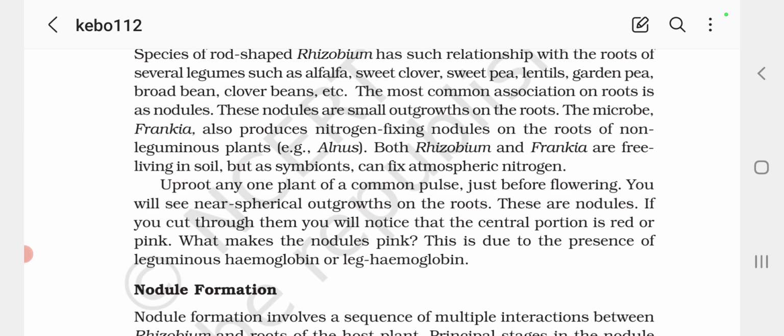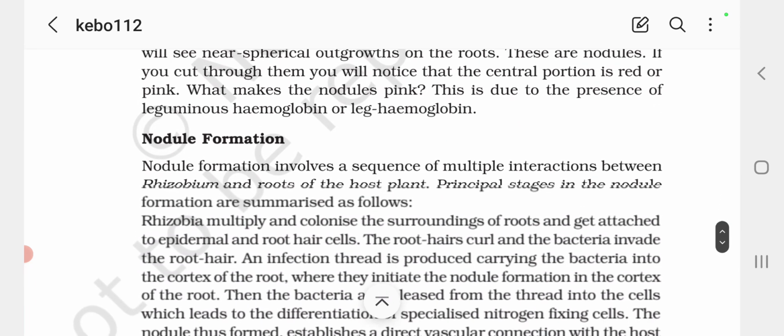Uproot any of the common plants, like a common pulse, just before flowering. You will see near spherical outgrowths on the roots. These are called nodules. If you cut through them, you will notice that the central portion is red or pink. What makes the nodules pink? This is due to the presence of leguminous hemoglobin, or leghemoglobin.